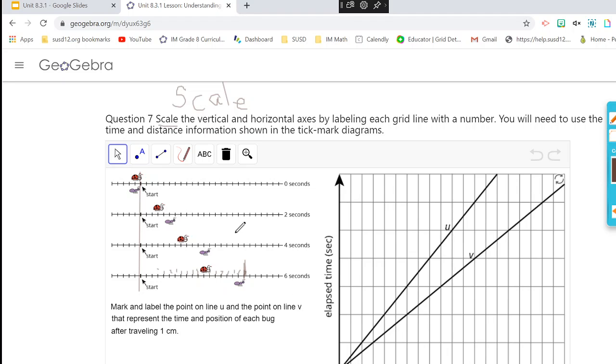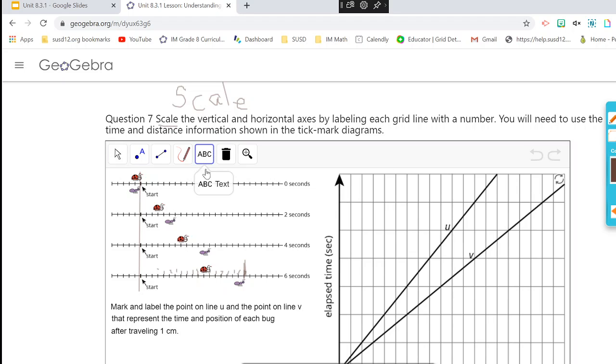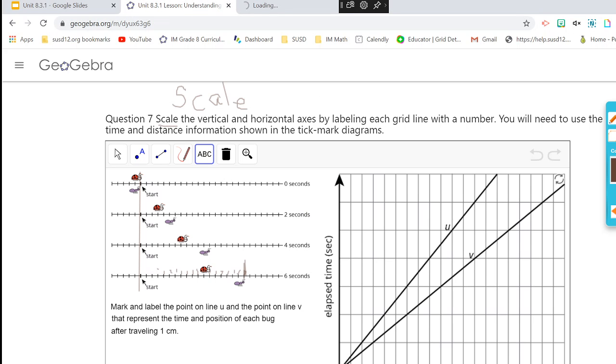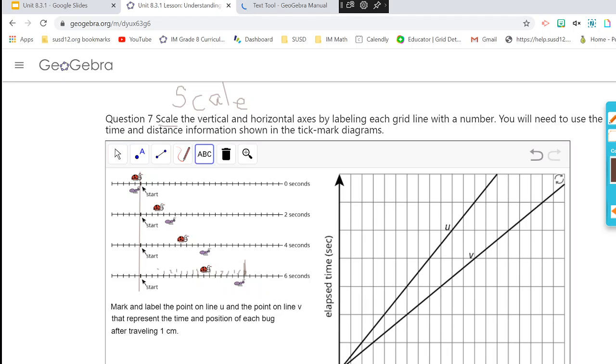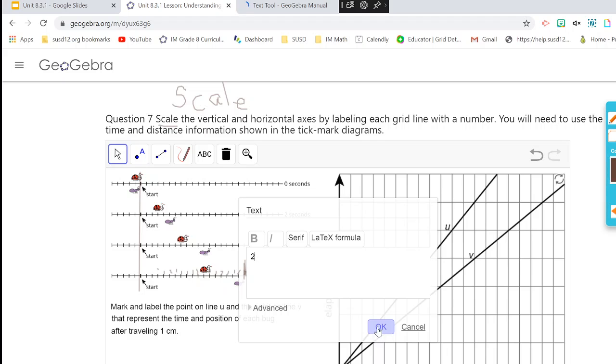So let's use the GeoGebra tools here. Click on the ABC tool to label the bottom axes. The bottom axis is the horizontal axis. And it says to type in the scale. Okay, so let's do that here. 1 centimeter. This might take a while, but you need to do it. You're going to get the problem wrong if you don't put on the scale.